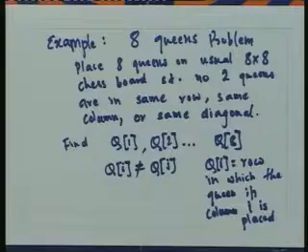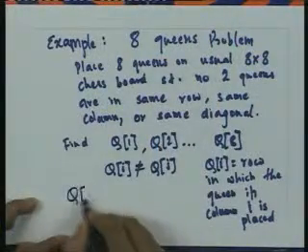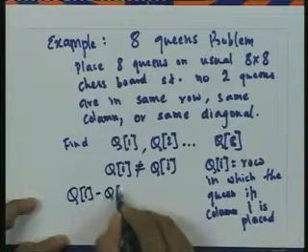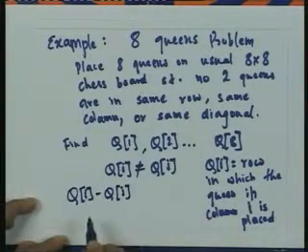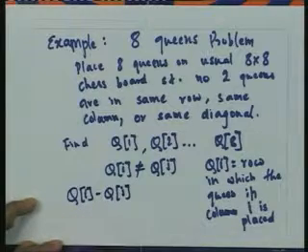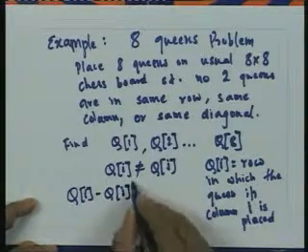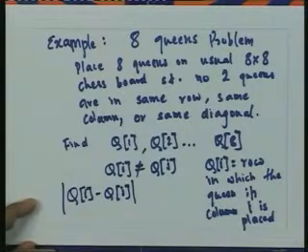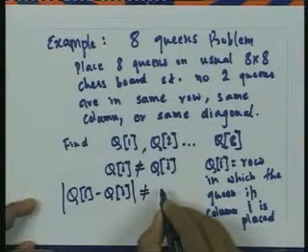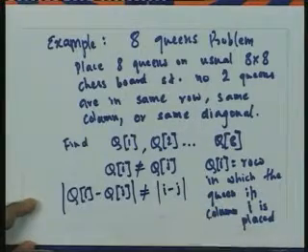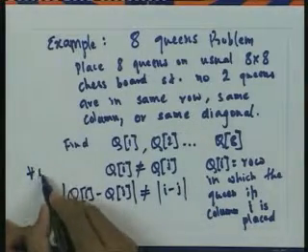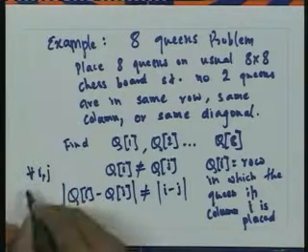Now we need to take care of the condition that they are not placed in the same diagonal, and this condition is easily taken care of by asserting that, say, the absolute value of Q of i minus Q of j, which is simply the vertical distance between the rows, an unsigned distance, should not be equal to i minus j. This is true for all i, j distinct.